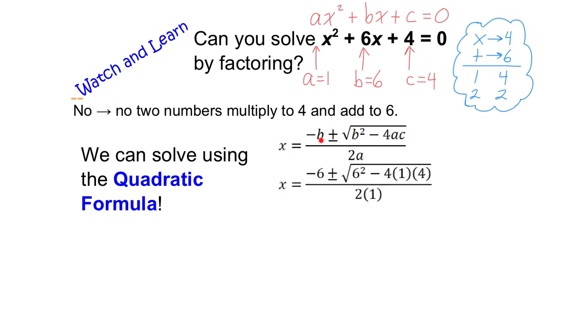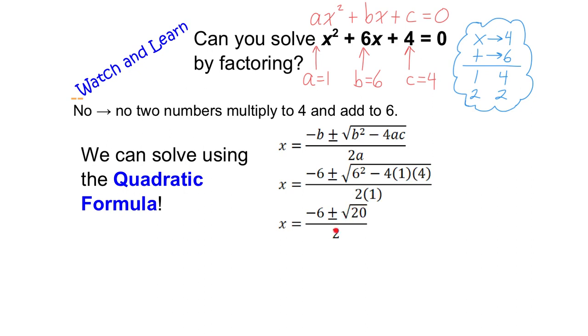So I'm just going to replace B with 6 wherever I see it. I'm going to replace A wherever I see it with 1. And I'm going to replace C with 4. Now I've updated the quadratic formula, and now I just proceed to evaluate. I recommend you look at what we call the discriminant. That's the part inside the square root symbol. I would say do that first. 6 squared is 36, and you're subtracting 4 times 1 times 4, which is 16. So 36 minus 16 is 20. This is the square root of 20.